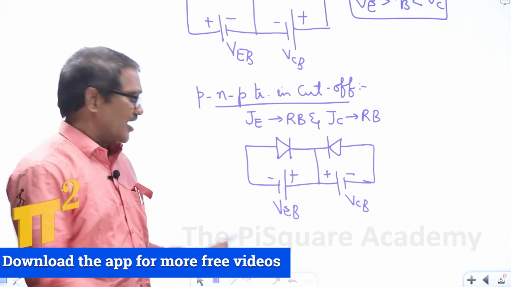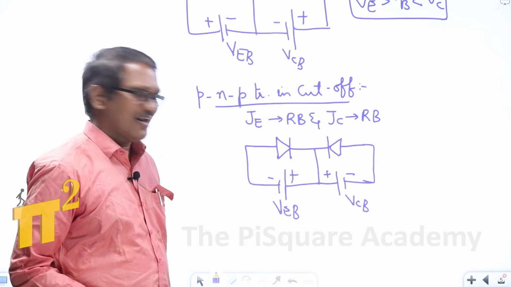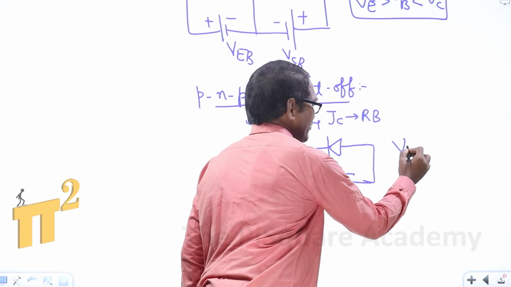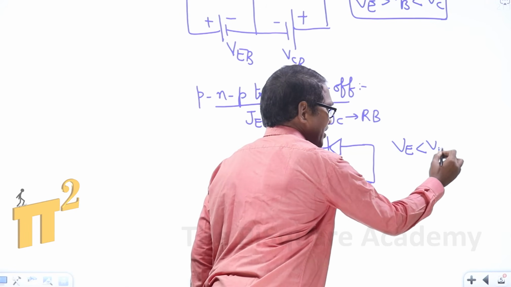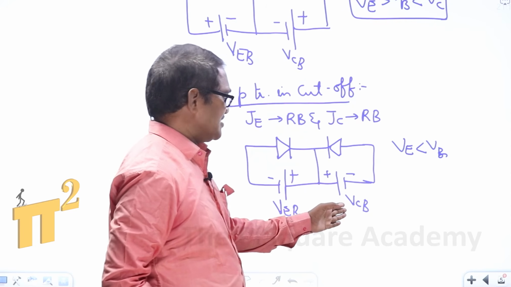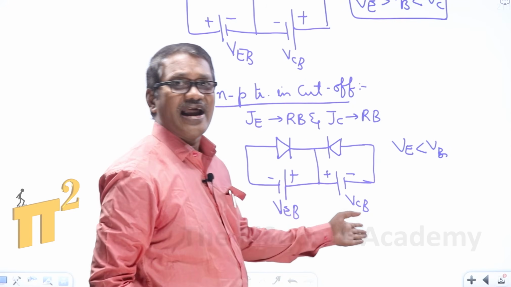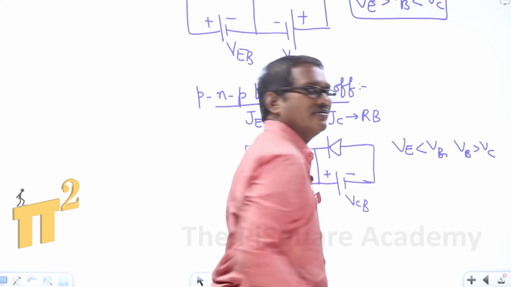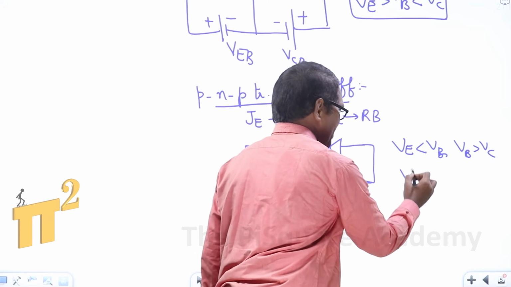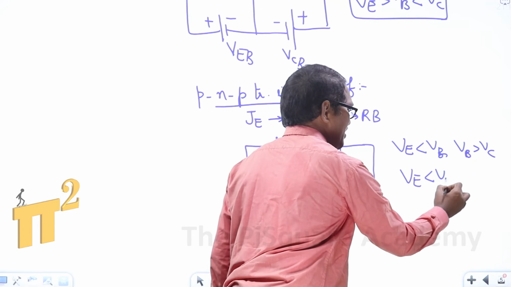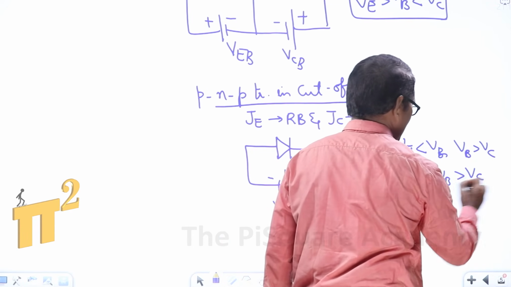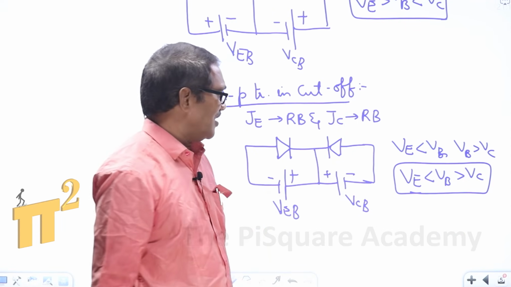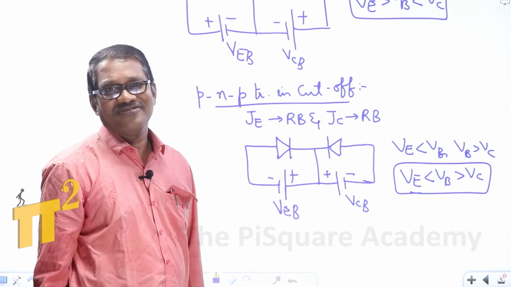Now try to derive the condition from this. Right? So what is the condition? VE is less than VB. And the next one, in this case, VB is greater than VC. If you combine both, VE is less than VB is greater than VC. This is the condition that must be satisfied to operate the transistor in the cutoff region.